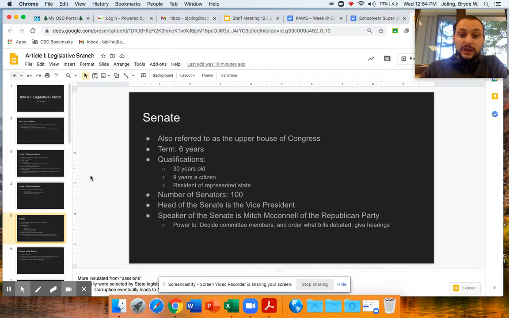The Senate leader also gets to decide committee members for the Senate. They get to decide, very similarly to the Speaker of the House, what order bills are debated, and they also get to decide what hearings they're going to give. So once again, this is a big deal if the Republicans control the Senate for the incoming Biden administration.